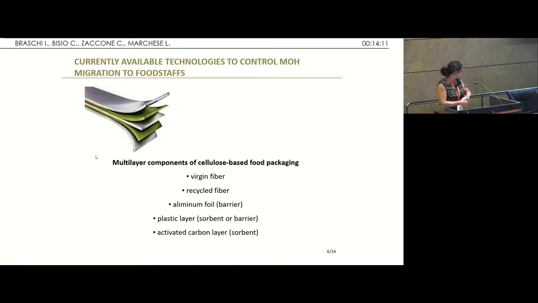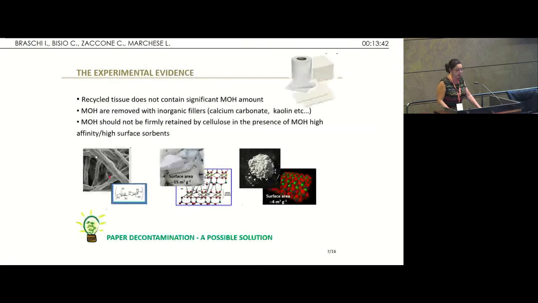And in the last period, a multi-layer material has been developed containing an activated carbon layer inside. So this last technology is quite good to contain the migration of mineral oil from the packaging to the food, but still it is not able to remove mineral oil from the recycled paper or from the packaging.